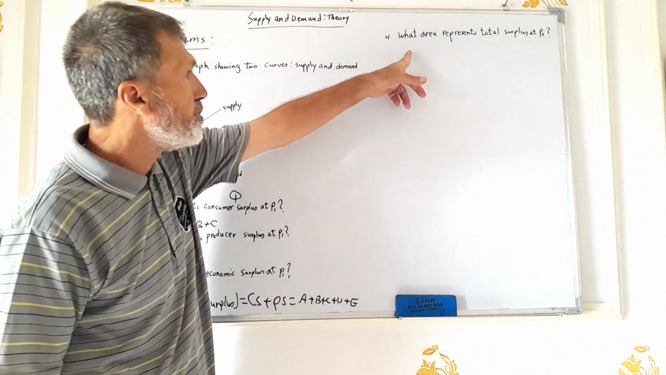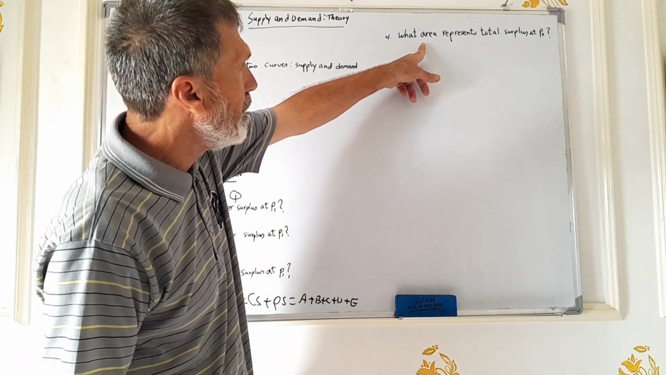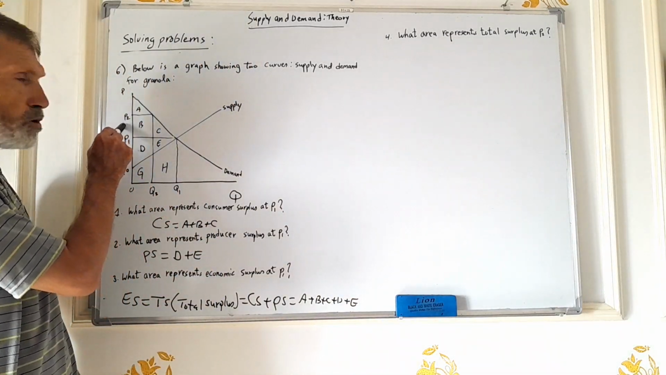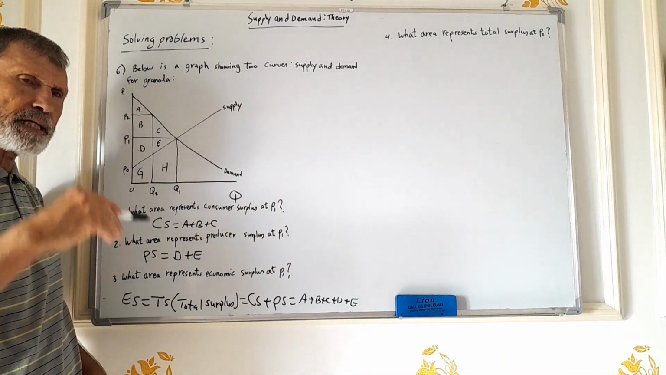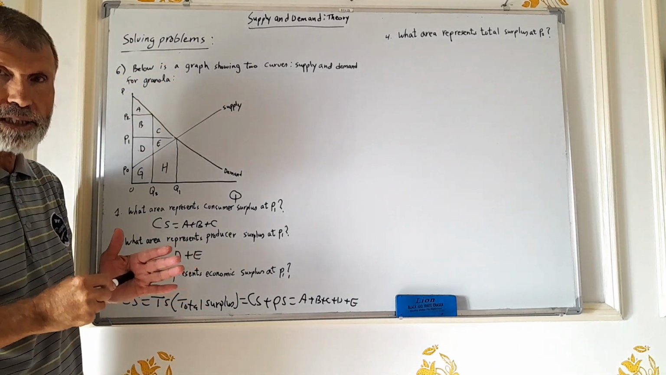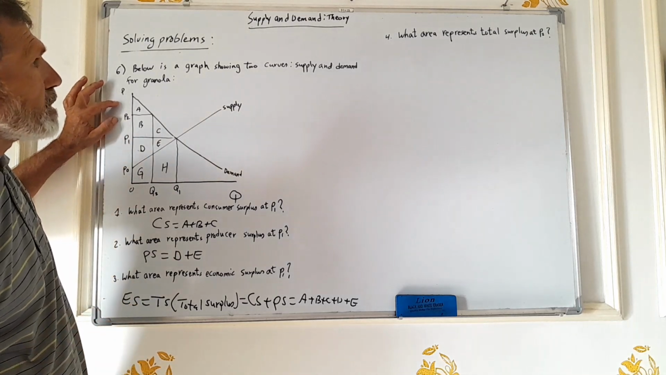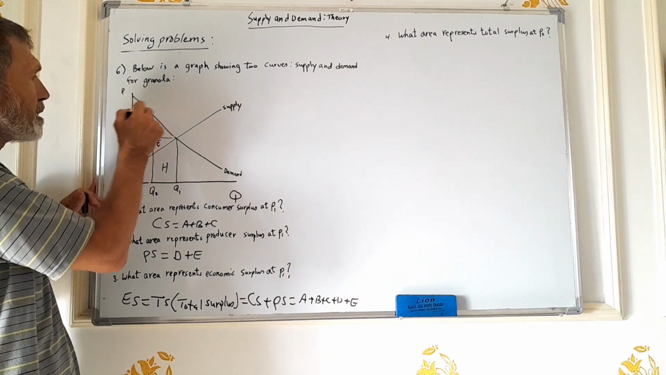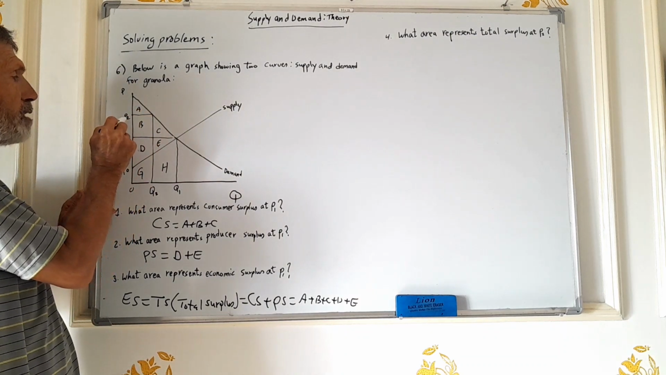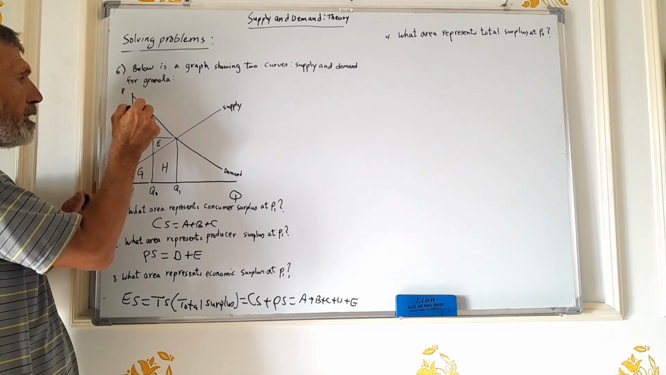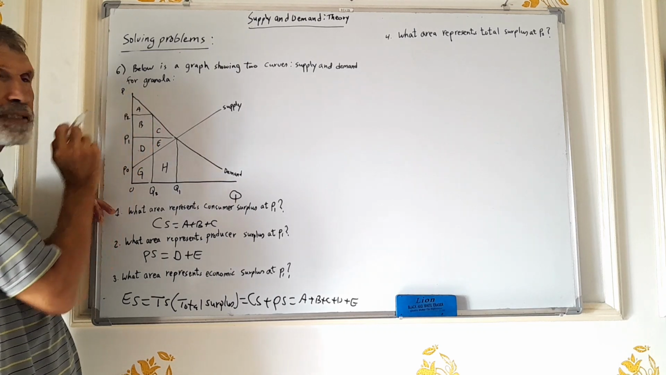The last part of the problem is what area represents total surplus at P2? Remember, at P2, the price increases. Whenever the price increases, the consumer surplus will decrease. So the consumer surplus here is A. It is the area underneath the demand and above the price. The price right now is P2, so the area underneath the demand and above the price is area A.